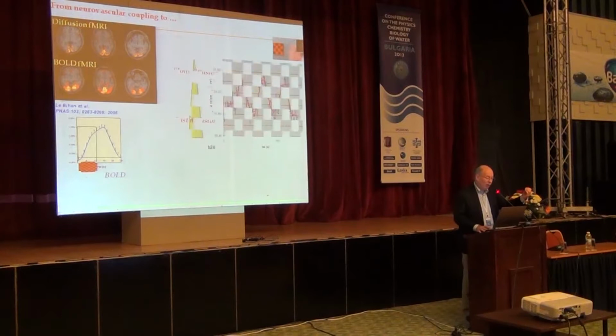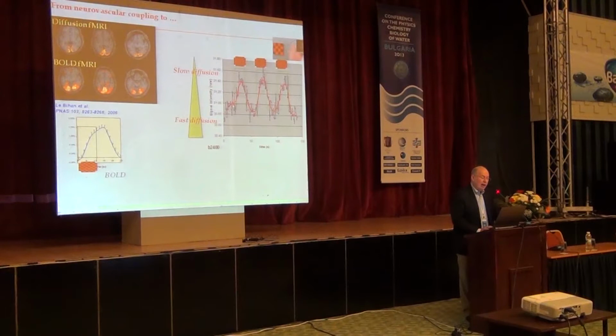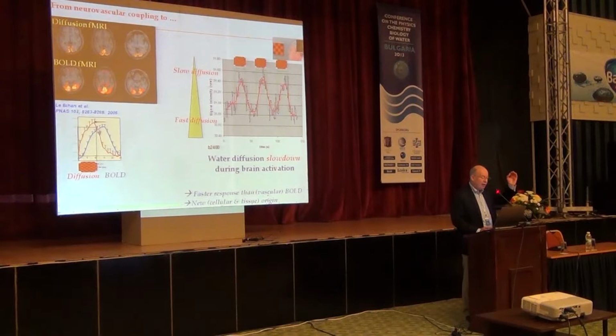If we look at the diffusion signal now, what we see is that there is an increase in signal which translates into decreased diffusion. So water diffusion goes down each time the brain is activated. But if you look at the time course now, what we see is that the change in water diffusion is much faster, starts much quicker, and ends immediately at the end of stimulation. Something which points not to a vascular phenomenon, but to something related really to neuronal activation, something which is related to the tissue.